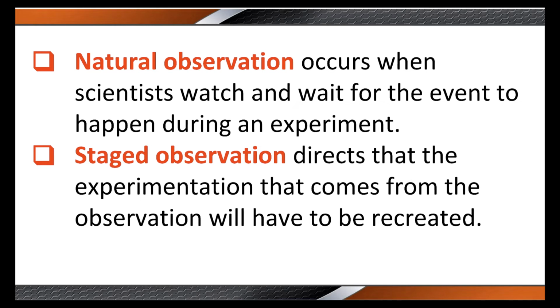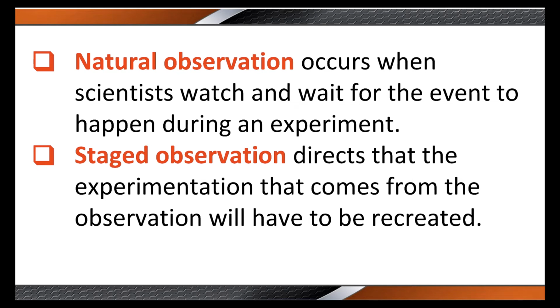For this type of observation, the scientist is going to wait and watch for that event to happen during that experiment. So we didn't interfere with the peppered moth. No one shook the tree for the apple to fall. So that is an example of natural observation. All right. Now we have our second observation, the staged observation. A staged observation directs that the experiment that comes from the observation will have to be recreated. Let's take a look at an example.